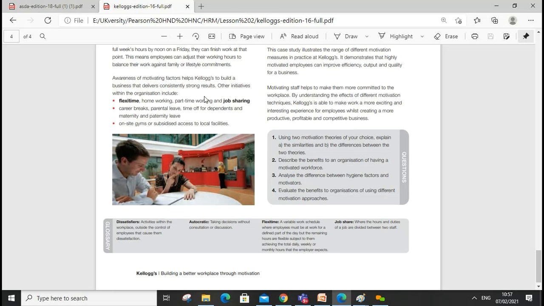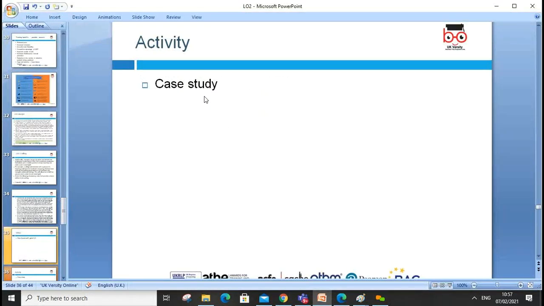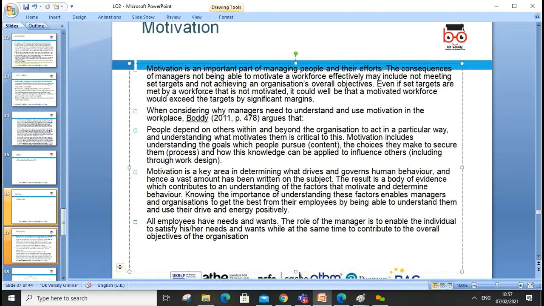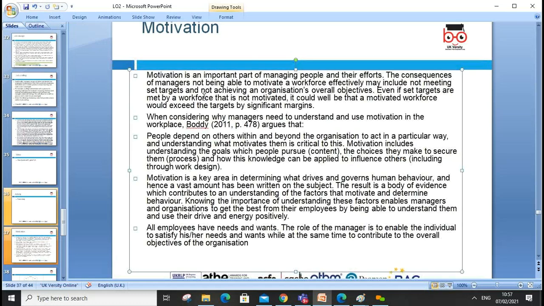Okay, any question in this regard? No, thank you. Okay, next we can summarize what motivation is. Motivation is an important part of managing people and their effort. The consequence of managers not being able to motivate the workforce effectively may be not meeting the set targets. So that's why motivation is important.